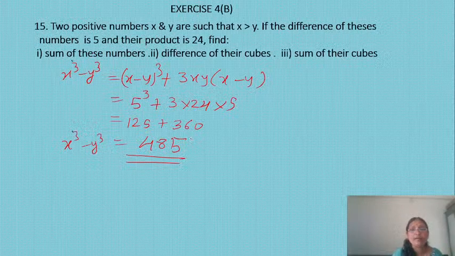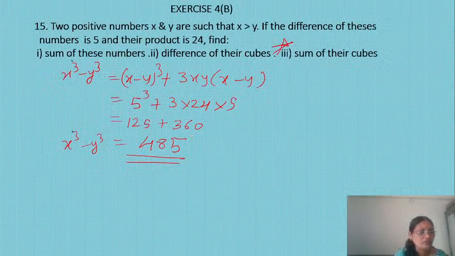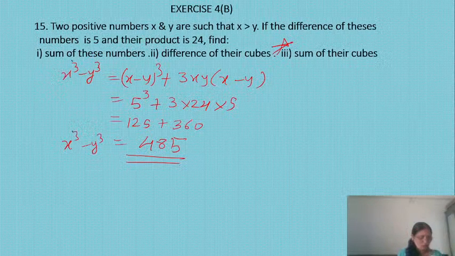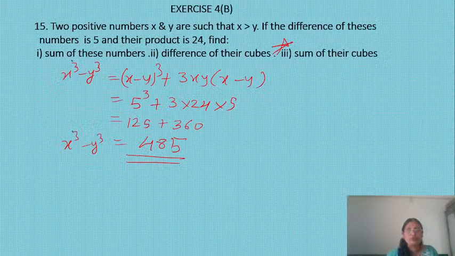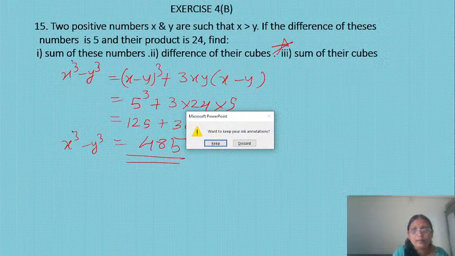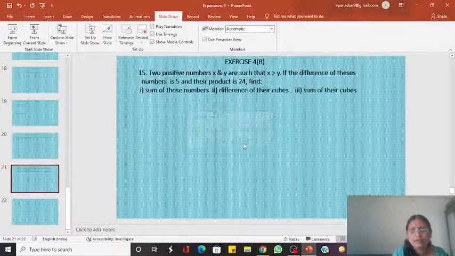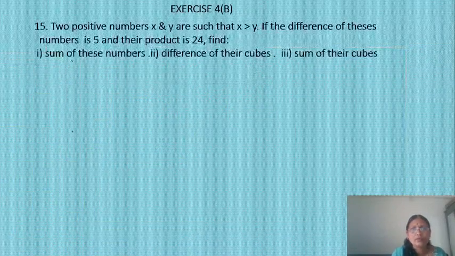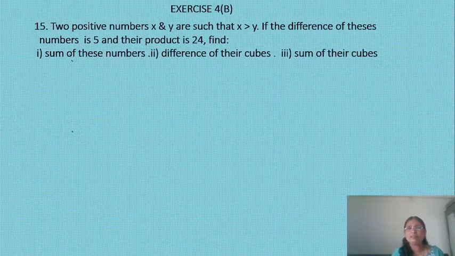Okay, now we have to find the sum of their cubes. We are left with this part, children. Understood all of you this one? 485. Let us move on to sum of their cubes. To find sum of their cubes, we have to use the x plus y. The value of that we had got as plus and minus 11. Okay. So I'll just escape this and come over here so that it is easy for me to write over here. I'll come back again here. So it becomes easy for me writing on this slide. Okay. Now with the last part, sum of their cubes.